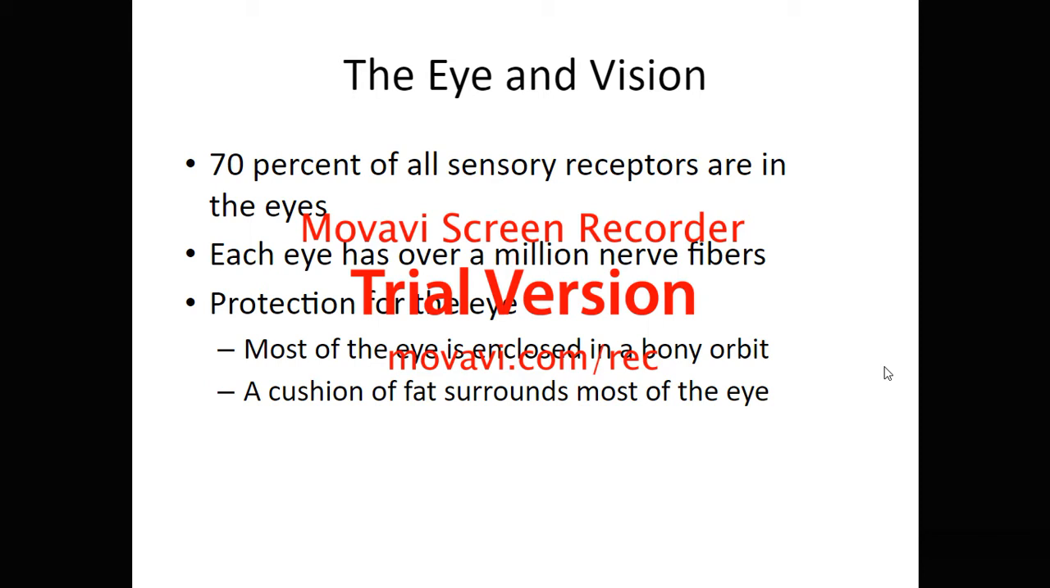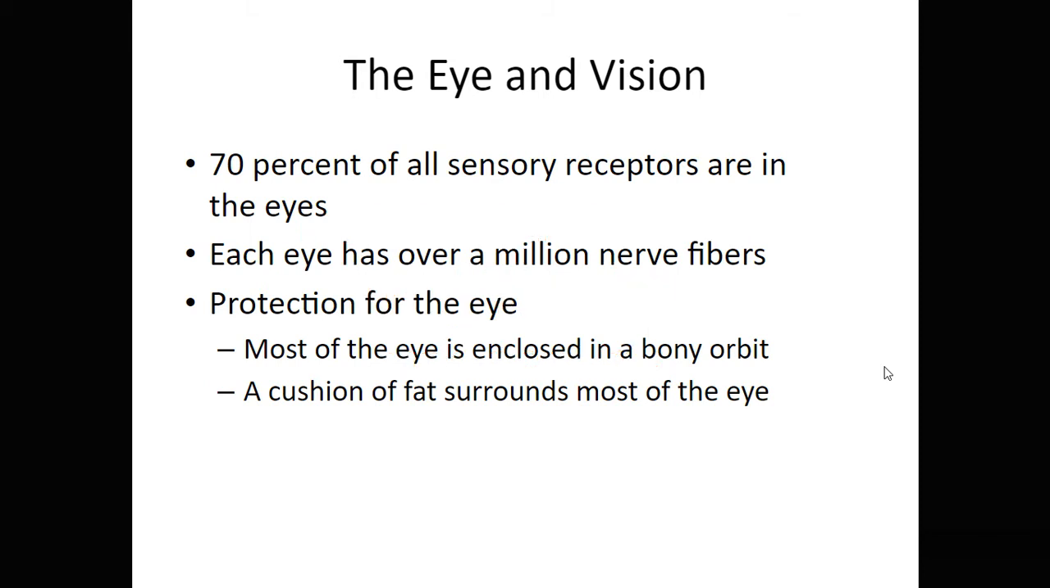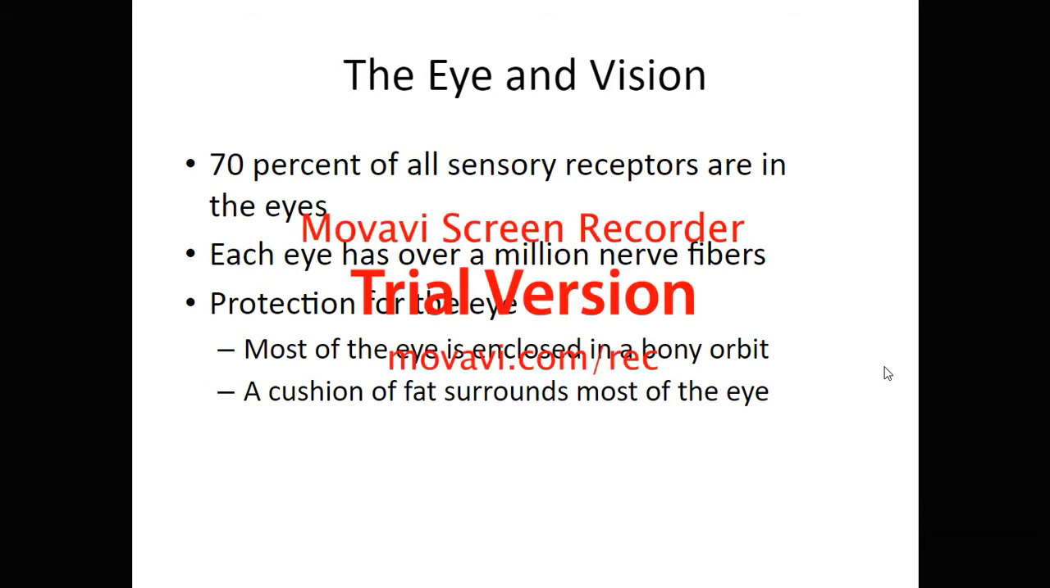So essentially the eye is very sensitive, so you have 70% of all sensory receptors are in the eye. Each eye has over 1 million nerve fibers, and the eye is quite protected. So the majority of the eye is actually in the socket, in the bony orbit, okay? And then the other part of the eye that you can't see is surrounded, it's cushioned in fat.